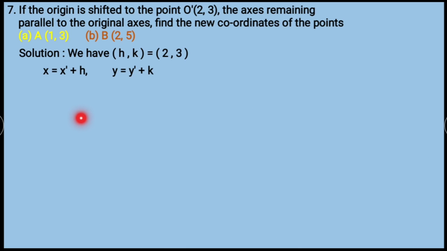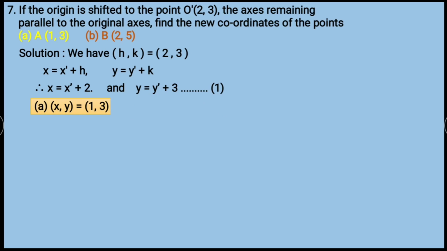So we first write the formula for finding the new coordinate from the old coordinate. We write here x equals x dash plus h, y equals y dash plus k. So we replace this h by 2 and k by 3. So we write here the general formula for these two sub questions: x equals x dash plus 2 and y equals y dash plus 3. We denote this as equation number 1.